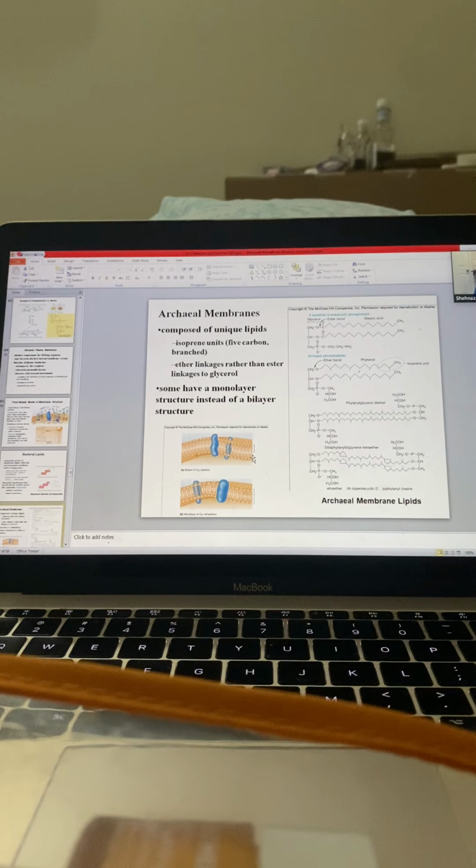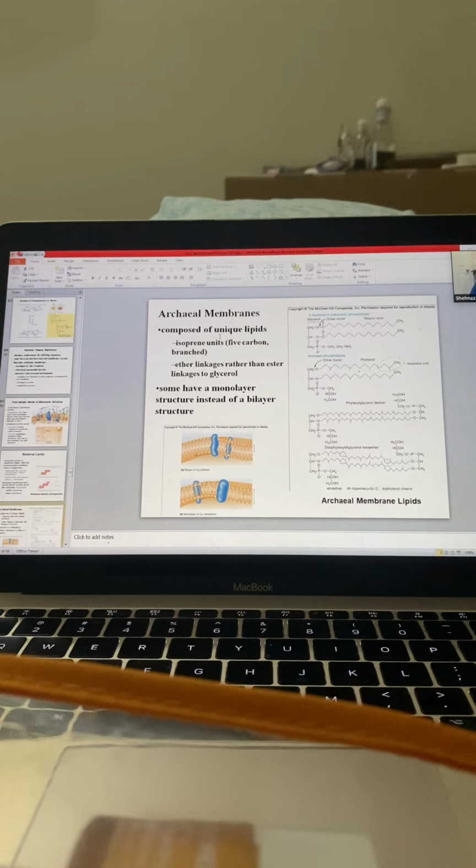So how is the archaeal membrane different from your bacterial membrane? Archaeal membranes are composed of unique lipids. They have the isoprene unit, which is a 5-carbon branched compound, and their linkage to the glycerol is an ether linkage rather than the ester linkage. If you look at these structures, this is your bacterial or eukaryotic phospholipid. They have the same ester bond, whilst your archaeal ones are different from these two, and they have the ether linkage where the fatty acids are connected to the glycerol molecule. Okay, so a major difference there.